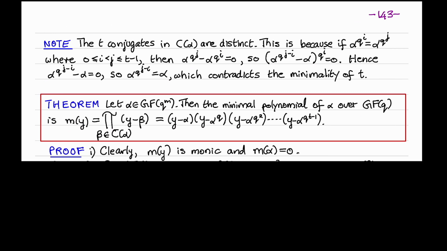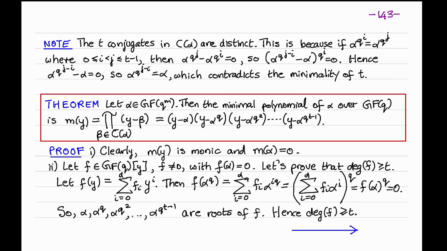First, it's clear that m is monic, and that alpha is a root of m. The latter being because y minus alpha is a factor of m. Next, we'll prove that any non-zero polynomial over GF(q) that has alpha as a root must have degree at least t. So let f be a polynomial with coefficients in GF(q) that's non-zero and has alpha as a root. Let's write f in summation notation as a polynomial of degree d, where the coefficients of f are in GF(q).